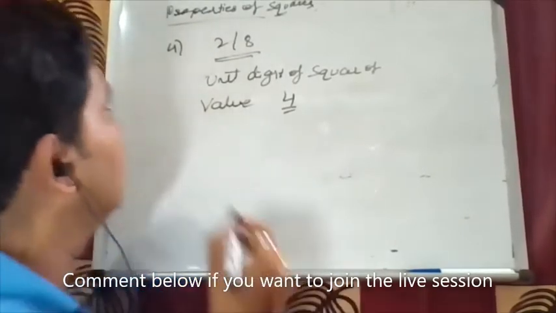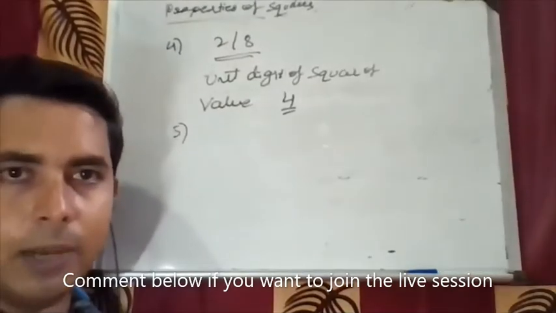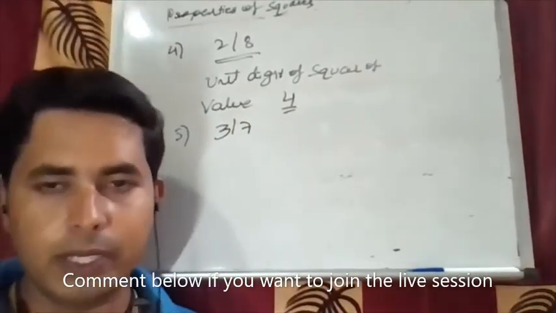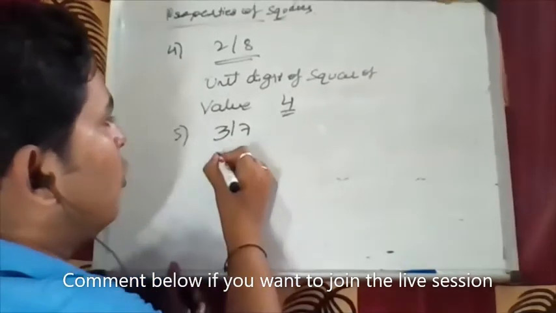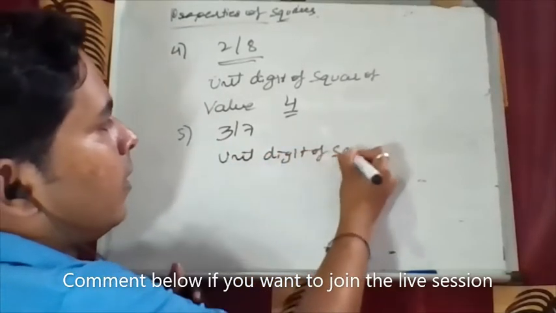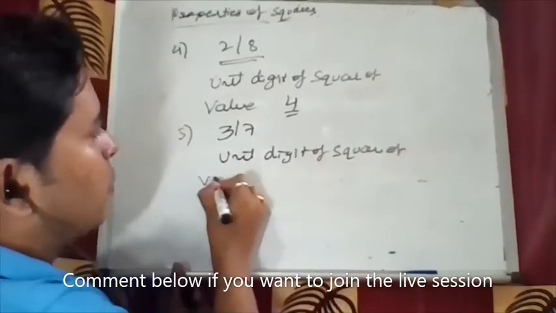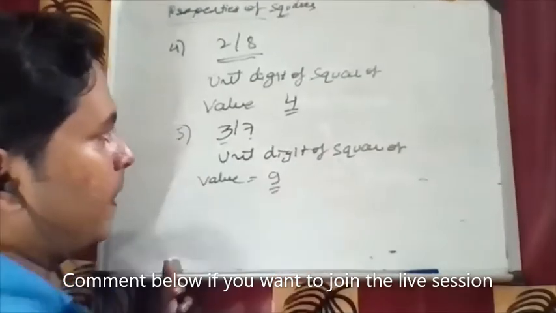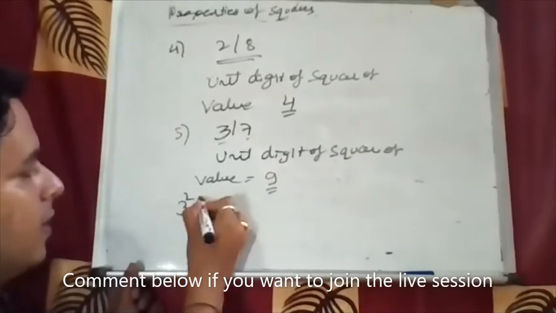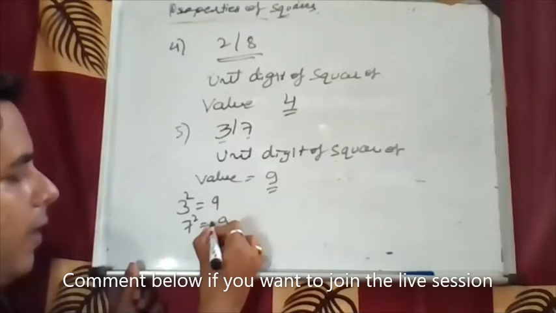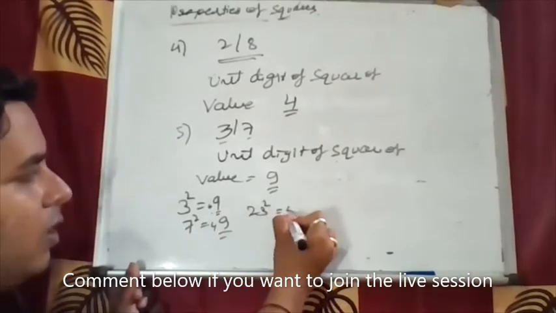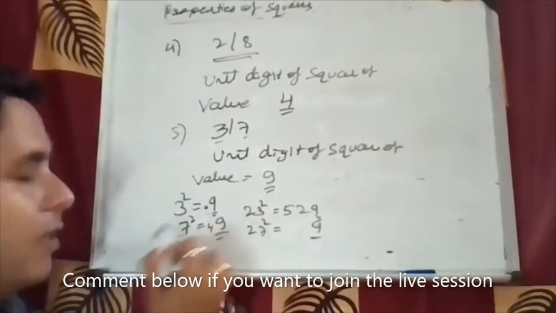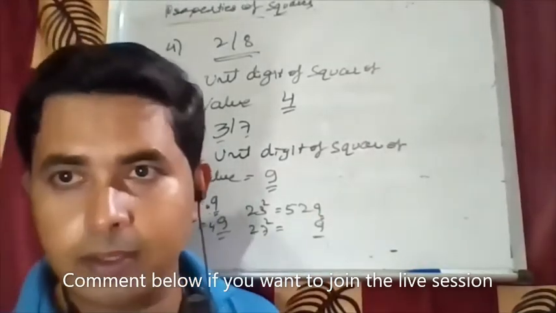And similarly, another rule: if you are finding the square of a number whose unit digit is 3 or 7, then the unit digit of the square value is always 9. For example, 3 squared is 9, 7 squared is also 9, 23 squared also ends in 9, and 17 squared also ends in 9. So keep in mind, for numbers whose unit digit is 3 or 7, the unit digit of the square value is always 9.